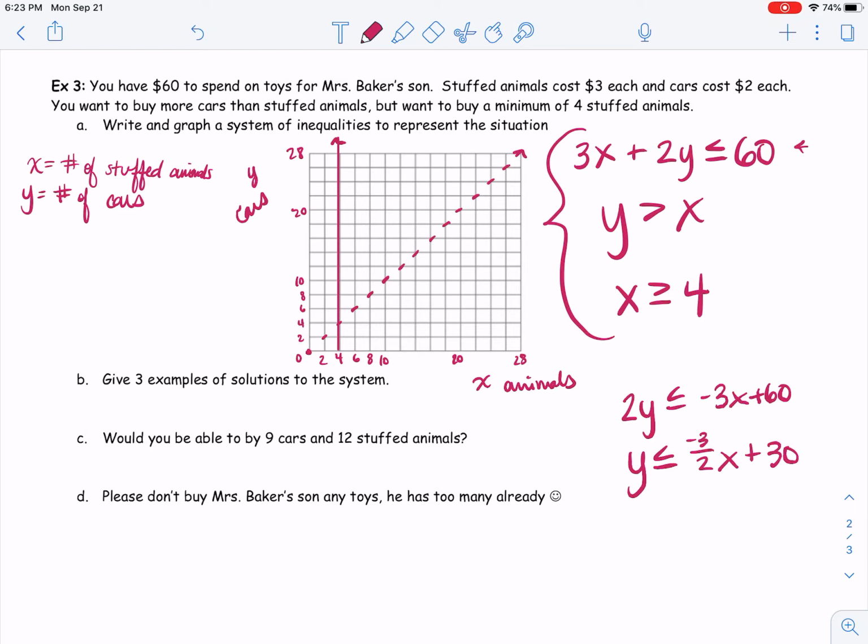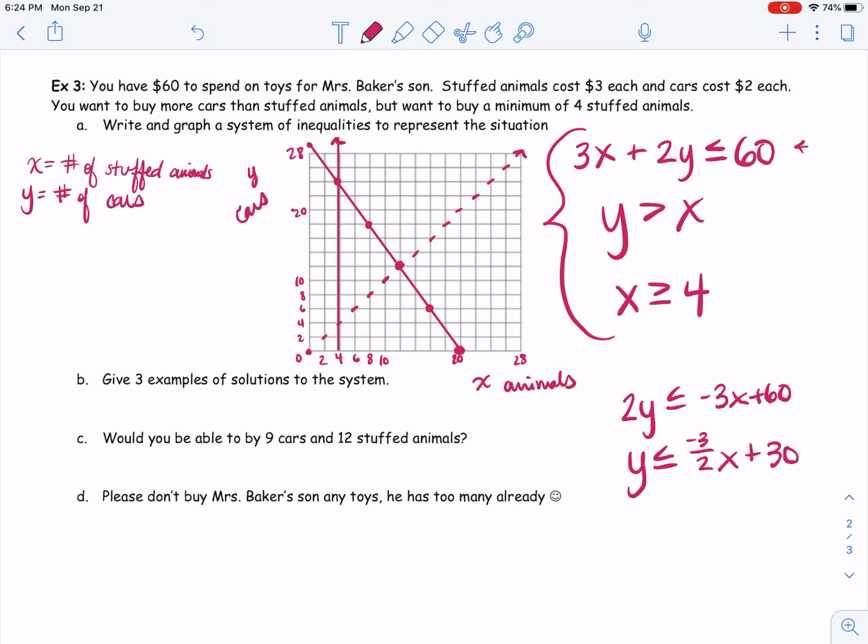So starting at 30 and then using a negative 3 over 2, so down 3 over 2 or down 6 over 4. So down 2, 4, 6, boom, 2, 4, 6, boom, and so on. All right, so there it is. And that one is going to be a solid line, and that one is shaded below. Its y is less than or equal to.